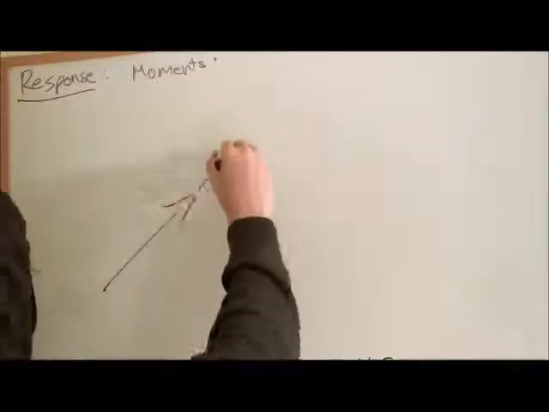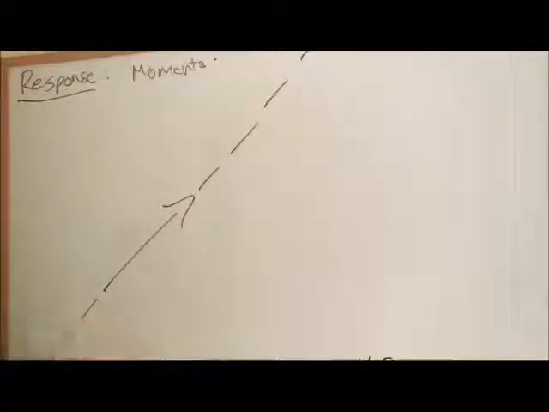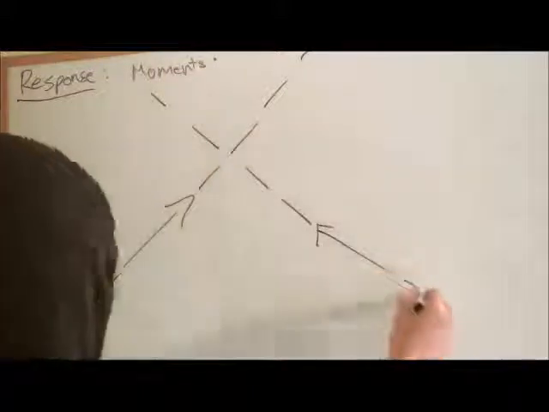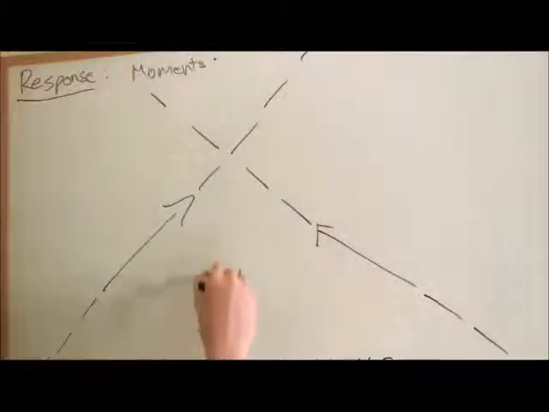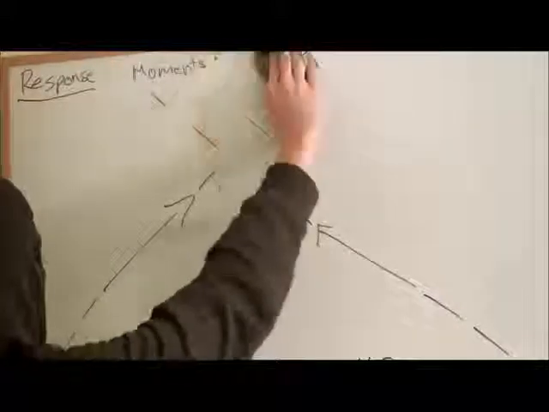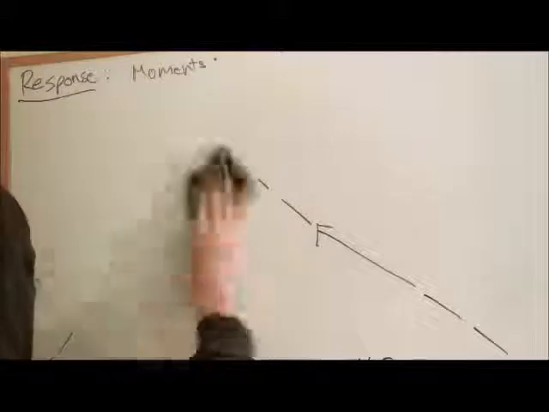Okay, well, a line of action basically says, if a force is going this way, its line of action will be anywhere along there, anywhere along here. If a force is going this way, its line of action is going to be anywhere along there. You know, if it's going this way, anywhere along there. Okay, so that is a basic rundown of moments.